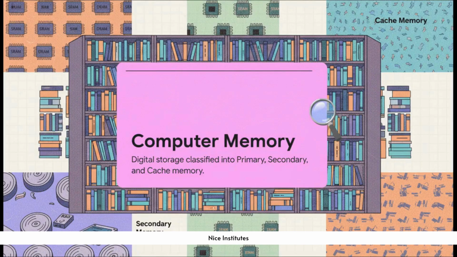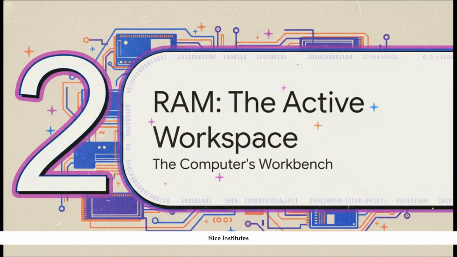Okay, so at its very core, computer memory is just digital storage. Think of it like a huge library, but it's organized by speed. You've got your long-term archives, that's secondary memory, like your hard drive. Then you have the main reading room, which is primary memory, and that's what we're focused on today. And finally, there's this tiny, super fast little desk right by the door for whatever you need right now. That's cache memory.